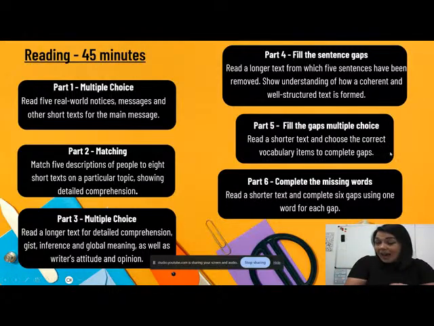It's also a gap fill. Okay, there are missing words, but the difference with this is it's not a multiple choice. Okay, you have to read the text very carefully, look at the context, and decide on the most appropriate word for that gap. Okay, so you're choosing it. It's not a multiple choice. All right.